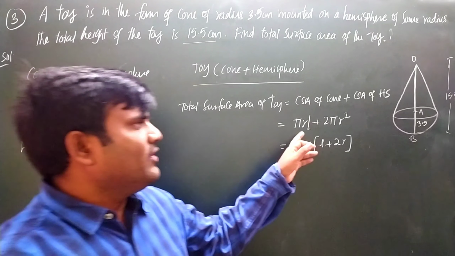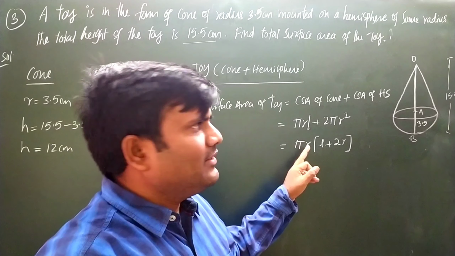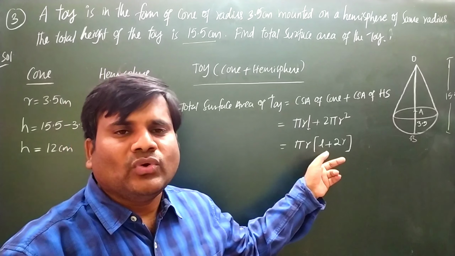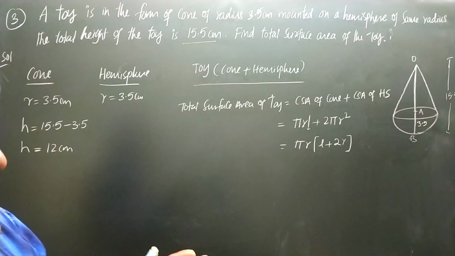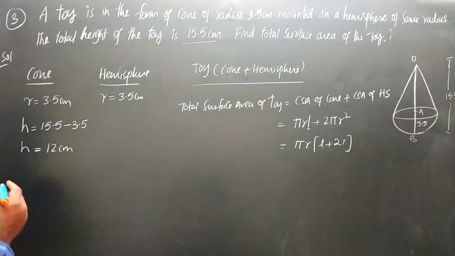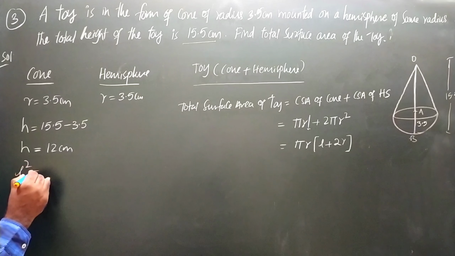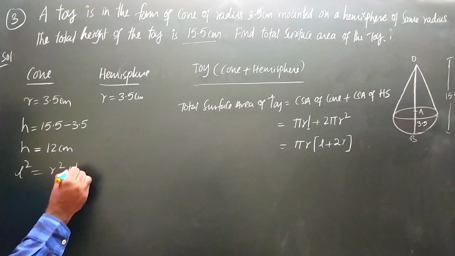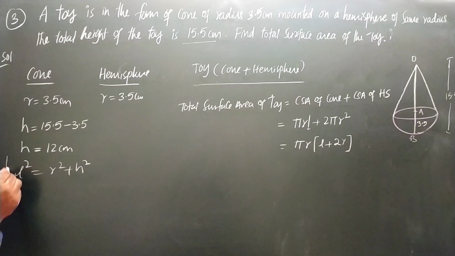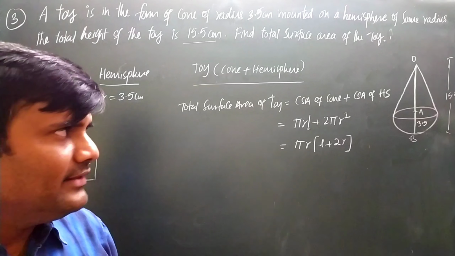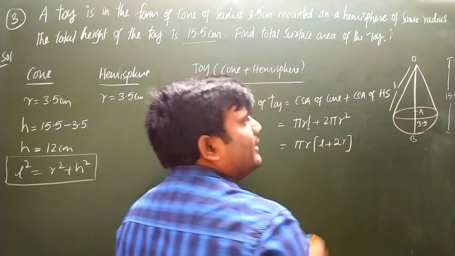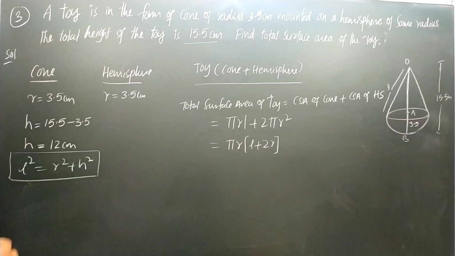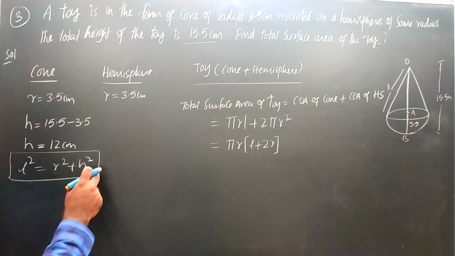So here you see the formula, pi is 22 by 7, r is 3.5, but we don't know the value of L. So we have a relation between L and H of the cone formula is that L square is always equals to r square plus H square. So using this relation, first we need to find the value of L. L is slant height of the cone. So this one is L. L square is equals to r square plus H square.